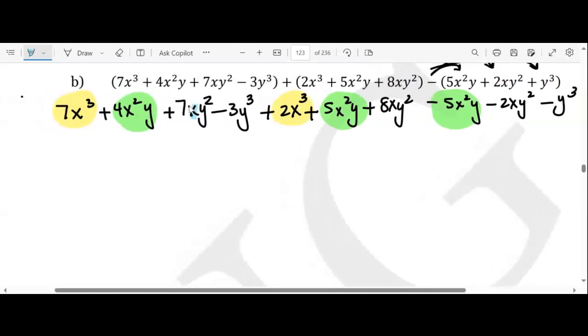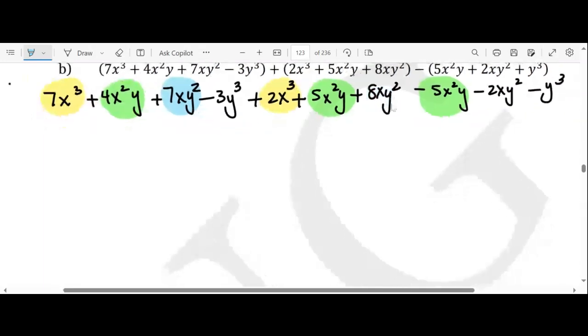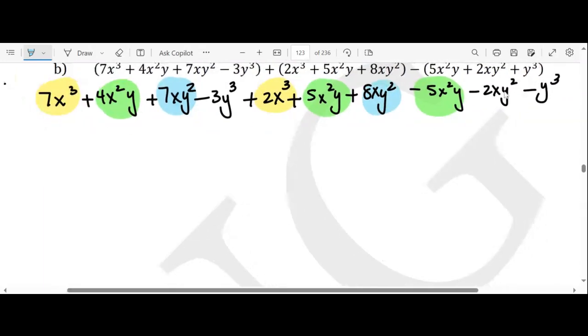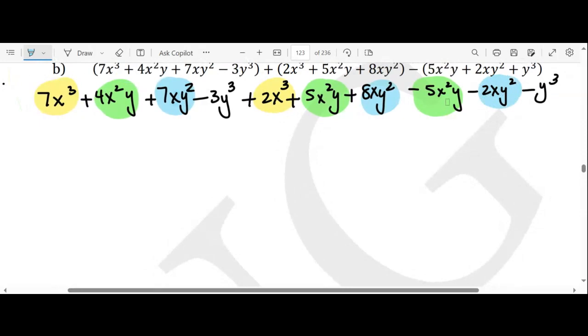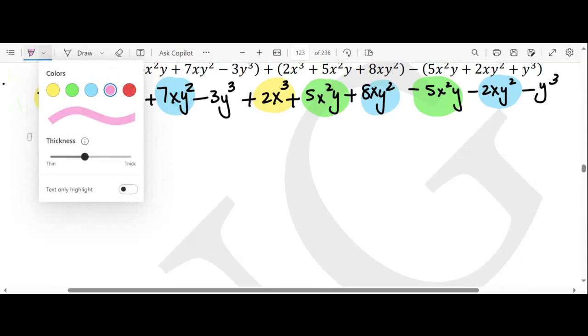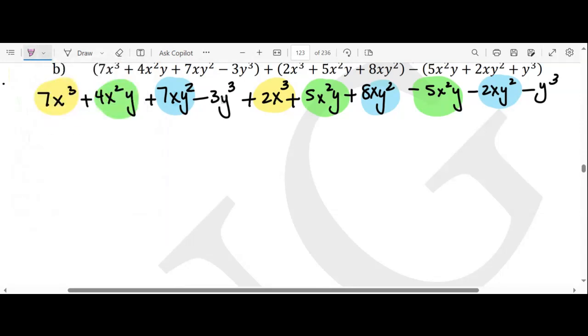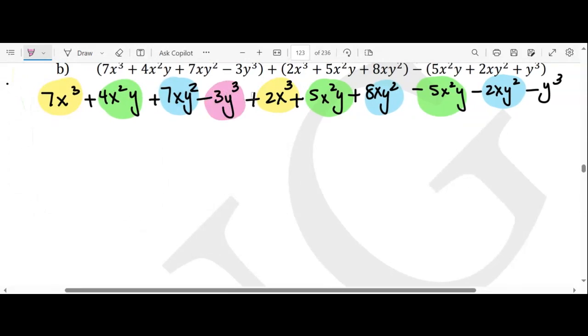We have 7x y squared. We have this one and 2xy. And we have negative 2x y squared. Now the last one is y cubed. Do we have y cubed? Yes, we have y cubed. Okay, so that's good. So let's write it down, okay? It becomes easier. So 7x cubed, the yellow one, and 2x cubed. So I'm done with this and this.